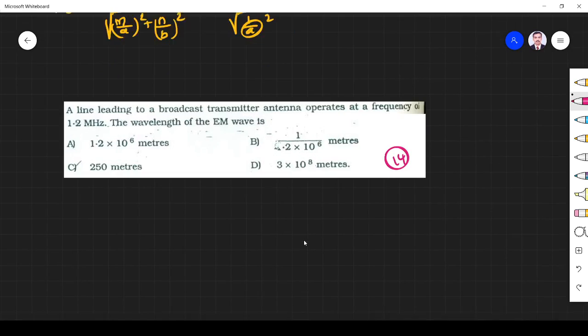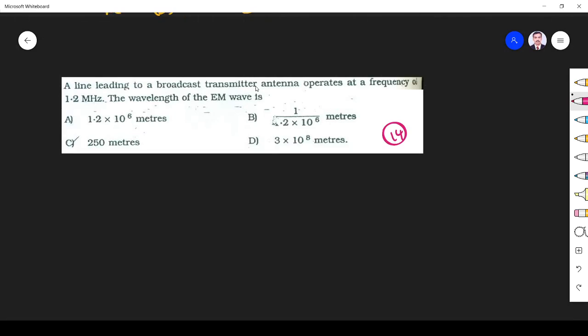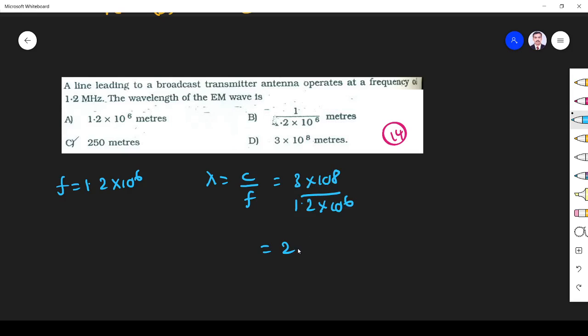Next one, a line leading to a broadcasting transmitter antenna operates at a frequency of 1.2 megahertz. What is the wavelength? We know lambda is equal to c by f. c is 3 into 10 power 8 divided by 1.2 into 10 power 6, that is equal to 250 meter. So option C is the right answer.